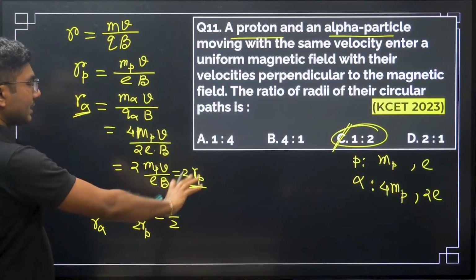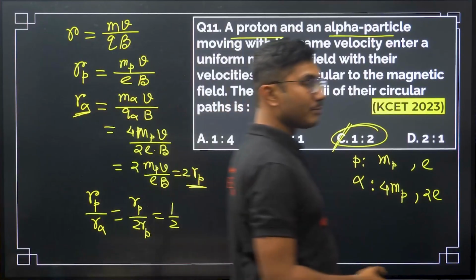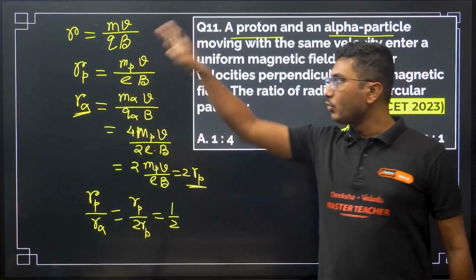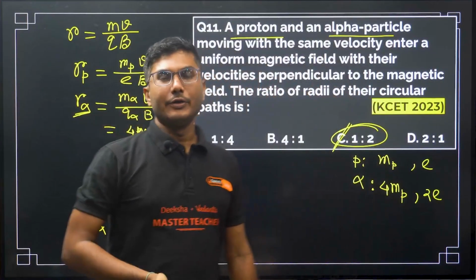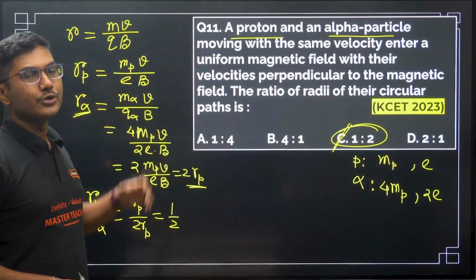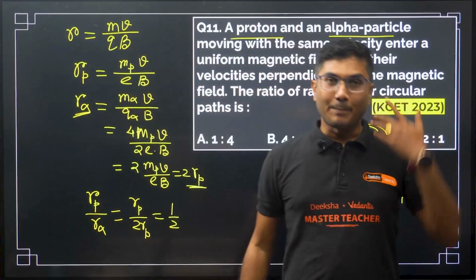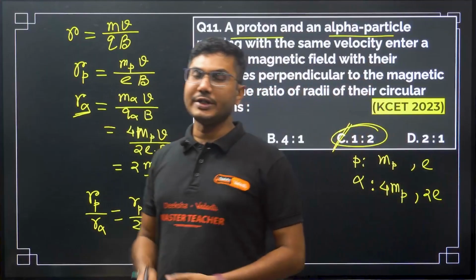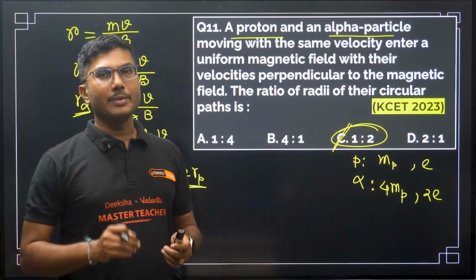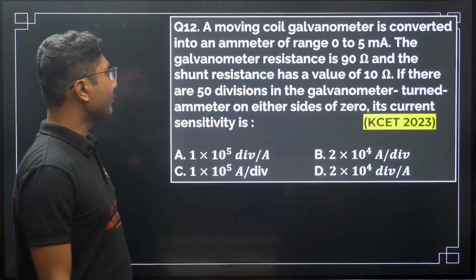After doing the simple mathematics, it might seem that it might be 2:1, but if you read the order correctly, it will be 1:2 and not 2:1. So whenever you are solving a question which is related to ratio, make sure you are following the correct order, which is very, very important in case of ratio based questions.